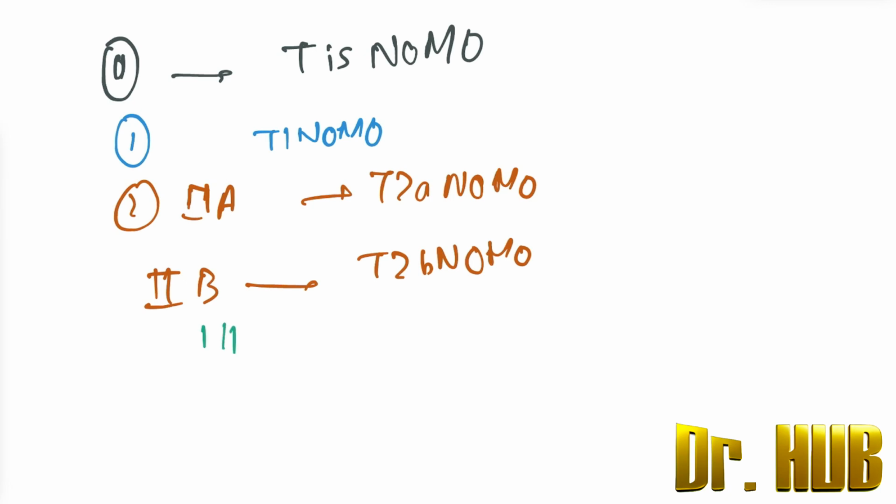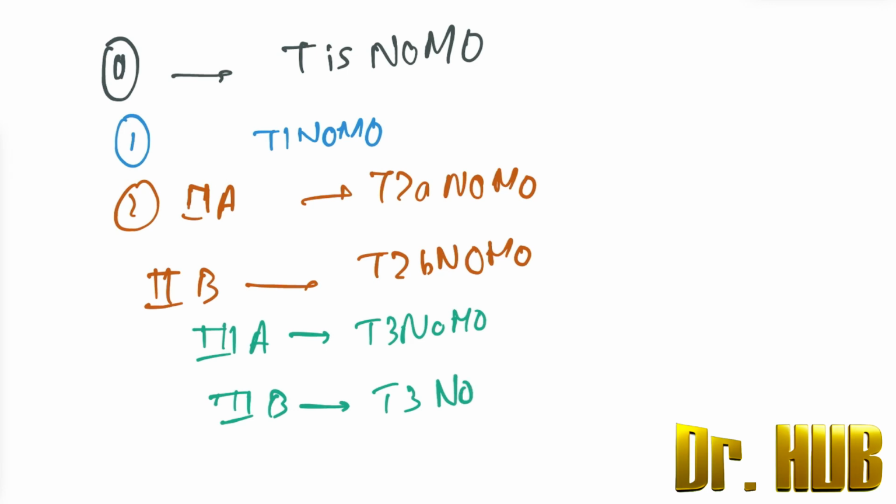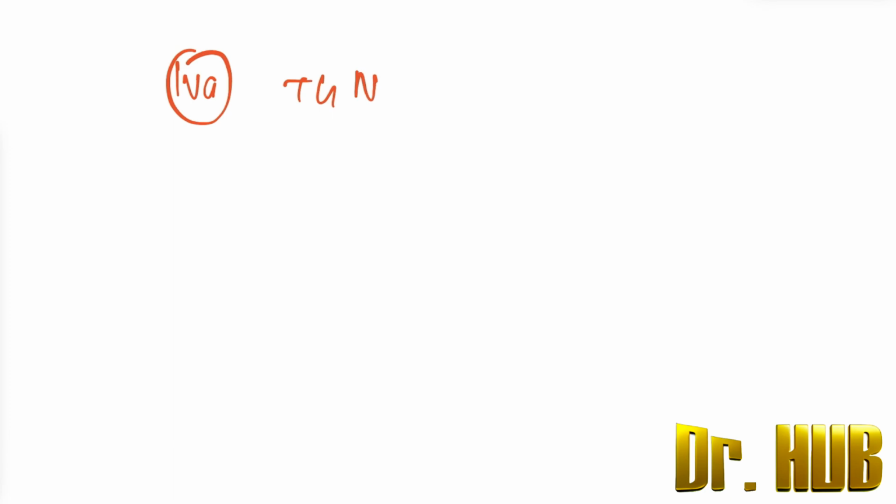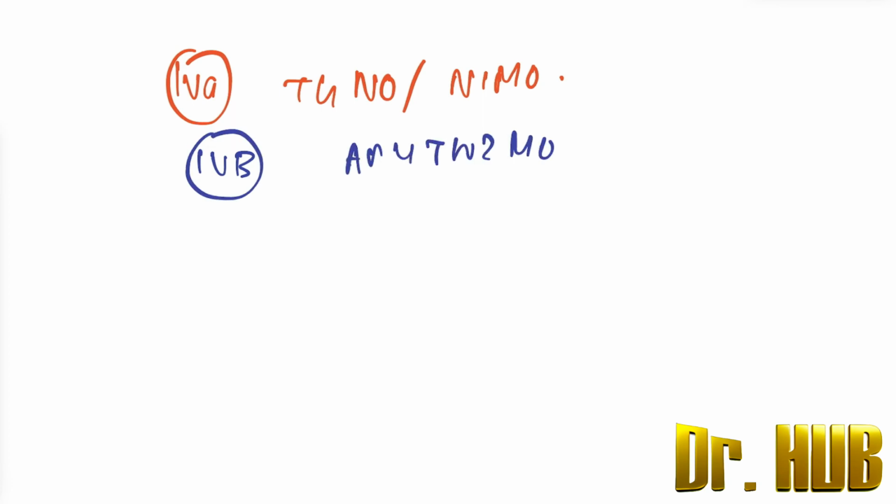Then comes 3A. 3A means T3 N0 M0. And 3B means T1 to T3 N1 M0. Lastly, 4A means T4 N0 as well as N1 M0. Then we look at the 4B. 4B means any T N2 or M1.